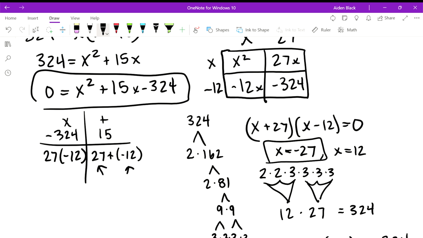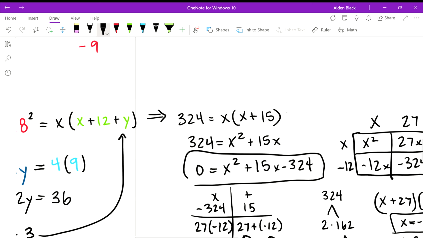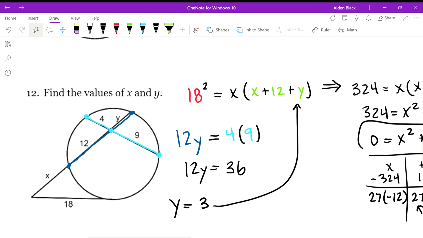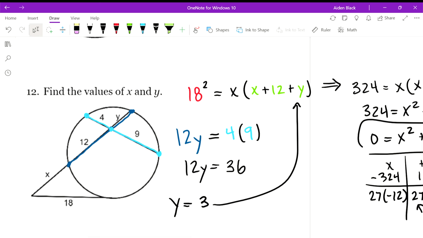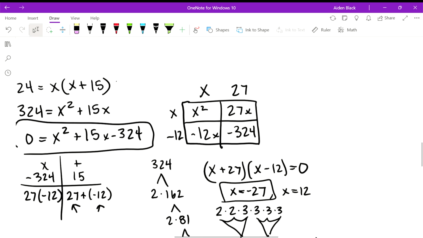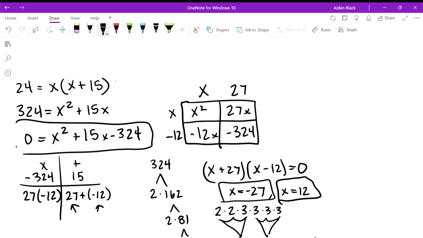Now, will negative 27 work for this problem? No. This can't be negative 27. It has to be a positive value. So we know that x equals 12 is the correct one.